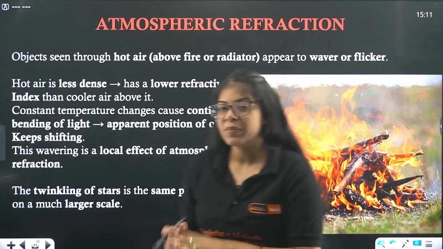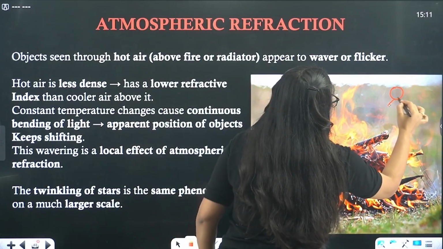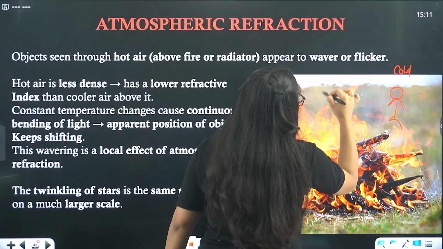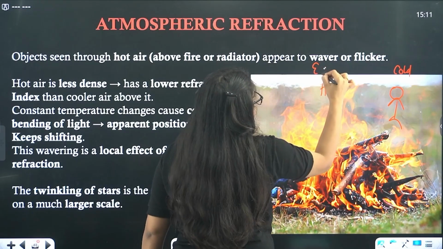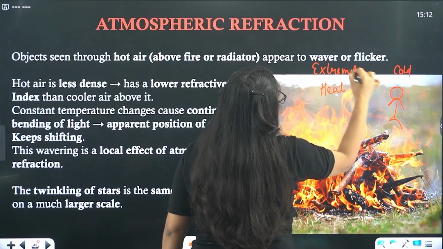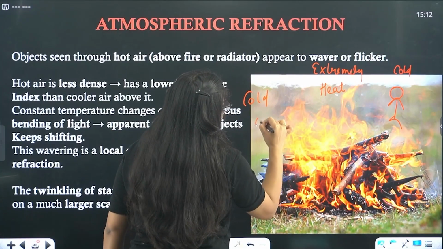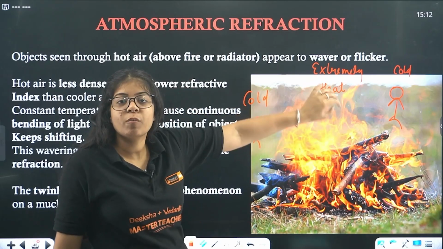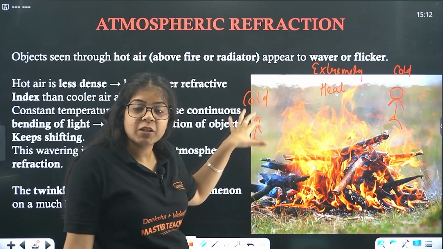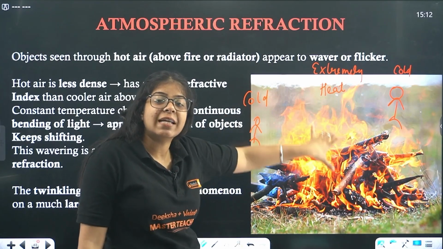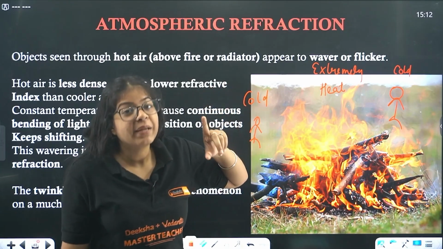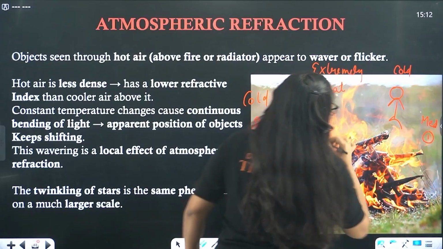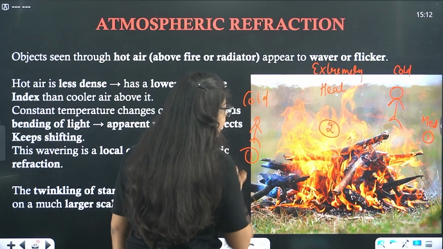What is happening, beta? There is a person standing here. Now, here the air is cold. Here the air is extremely hot, right? And here where I am standing, the air is again cold. Now there is heat, so many particles, cold, some other particles different. So the density of particles is different. So the medium is different. Here medium 1 is there, medium 2, and again medium 1.